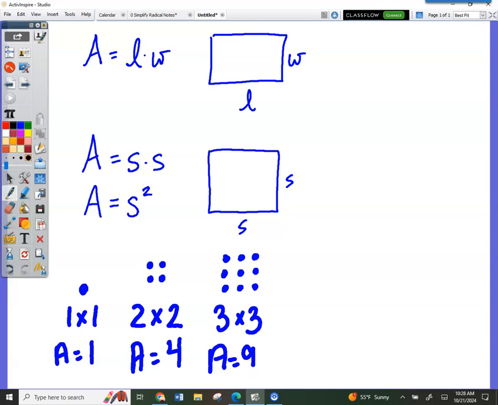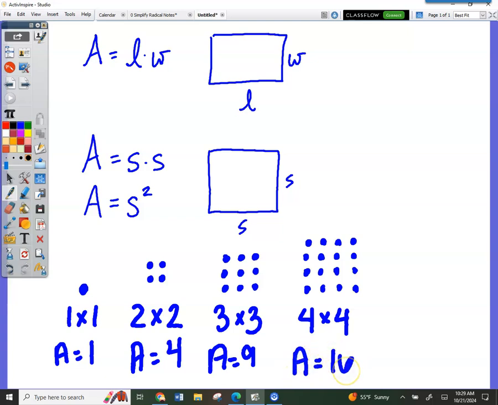All right, let's keep going. 4 by 4. So 4 columns. We have a 4 by 4. What is the area of a 4 by 4? 16. Because if I was to count these dots, there would be 16 of them. What would be next? 5 by 5.